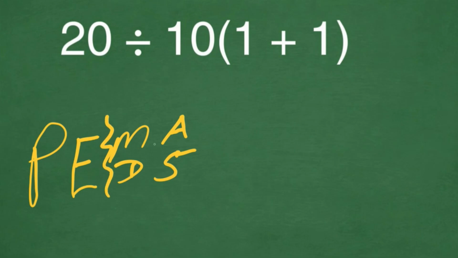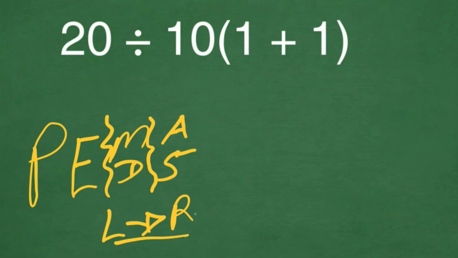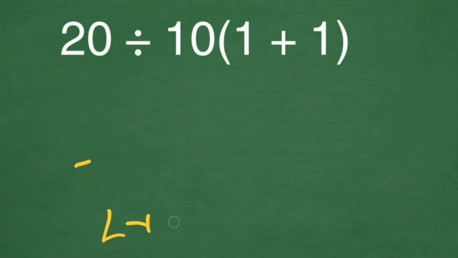So for multiplication and division, we have to solve the problem left to right, right? There would be no priority among multiplication and division. They both have equal priority, right? So we have to solve starting from left to right. So that is how we should solve the problem. And let's do the math correctly to get the correct answer.